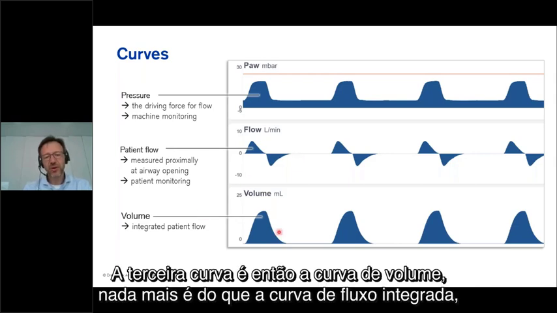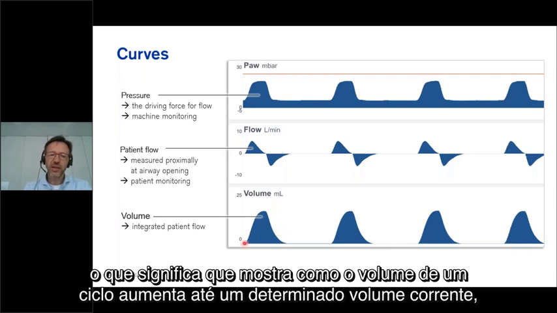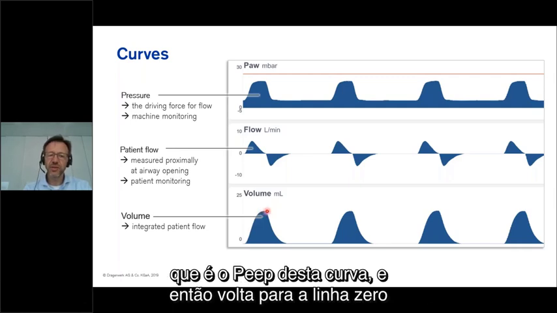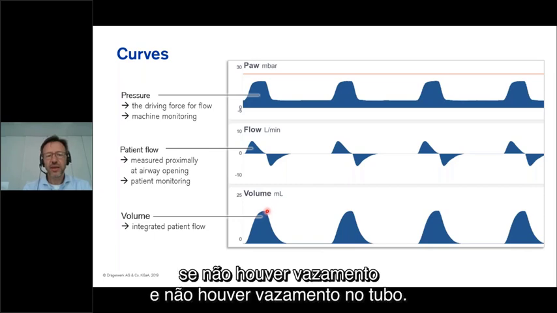The third curve is the volume curve. This is nothing else than the integrated flow curve. That means it shows how the volume over a cycle increases up to a certain tidal volume, which is the peak of this curve, and then comes back to the zero line if we have no ET tube leakage.